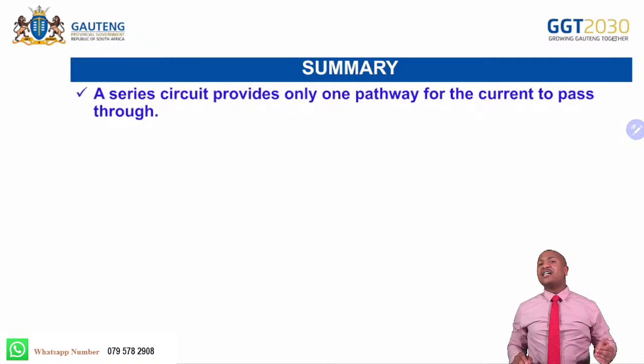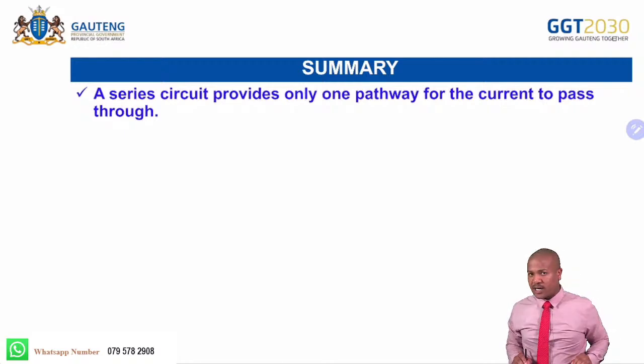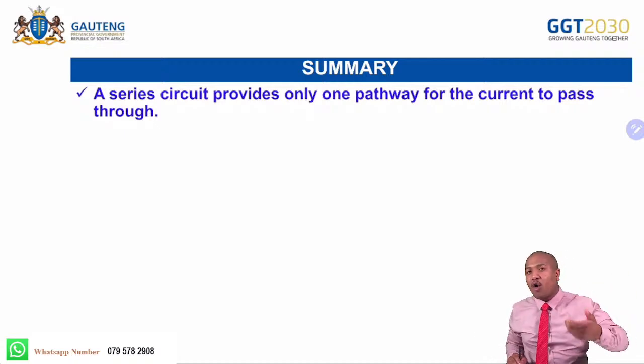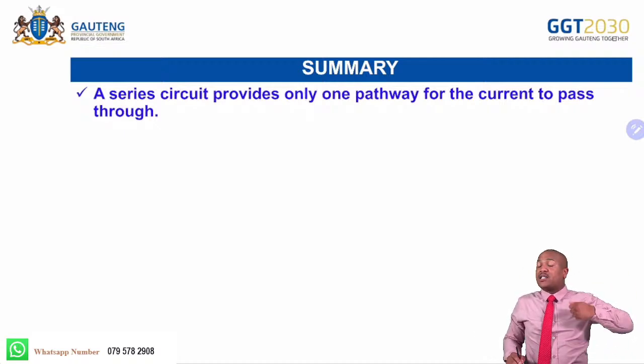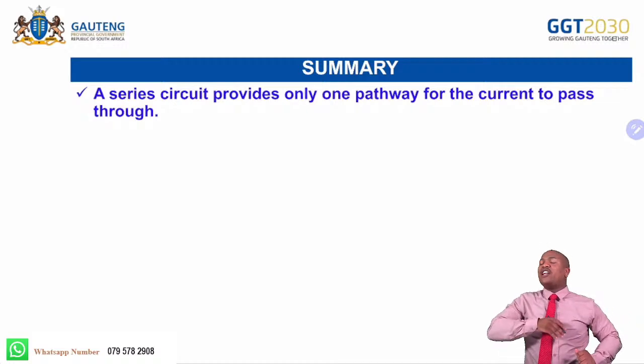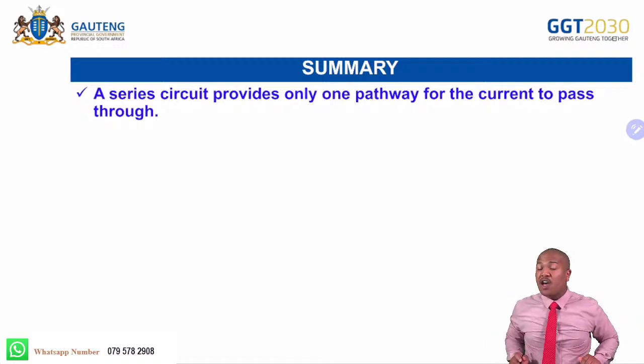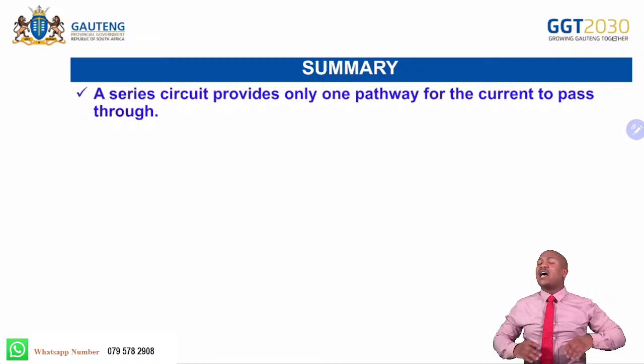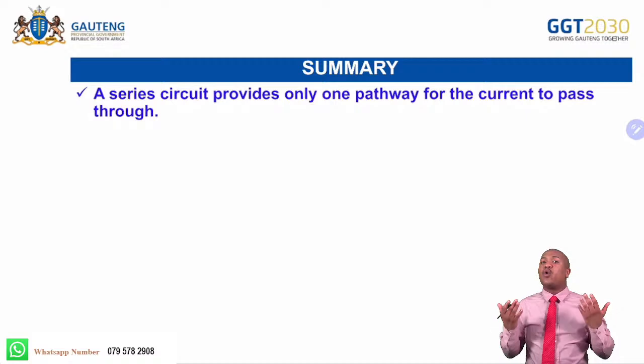Now, we said that a series circuit provides only one pathway for the current to pass through, right? It follows only one pathway. Now think of a hose pipe transporting water. It only follows one pathway for the water to travel through it. That's how a series circuit also is, right?